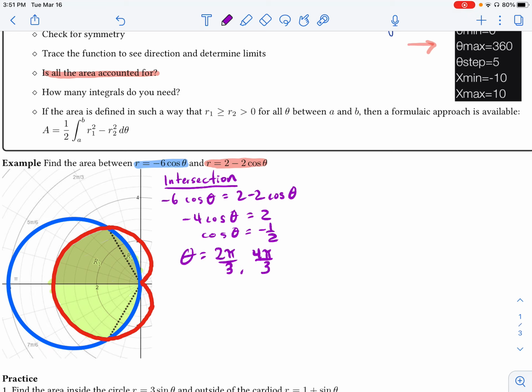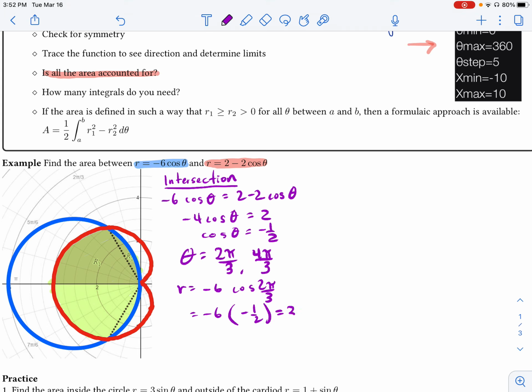And we actually only need theta, but I am going to write down the coordinates just for a second, just because I want to make sure that we understand something pretty important that's going to ultimately come up. So when I plug in 2 pi over 3, the first angle, into any one of my two polar functions, let's say, for example, my first polar function, -6 cosine theta, this is going to be r is equal to -6 times cosine of 2 pi over 3, which is going to be -6 times -1/2.